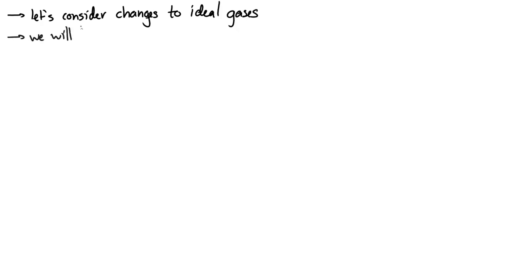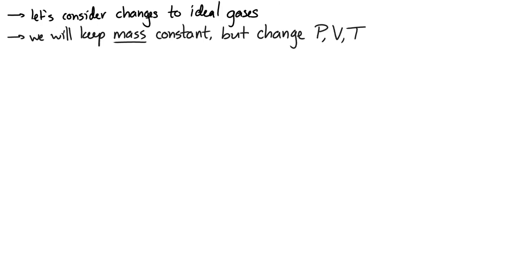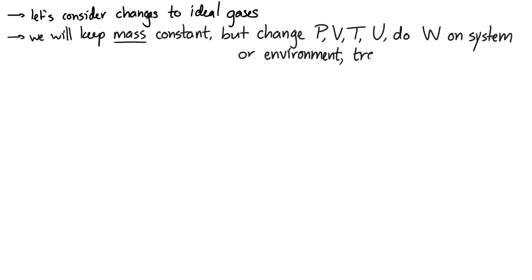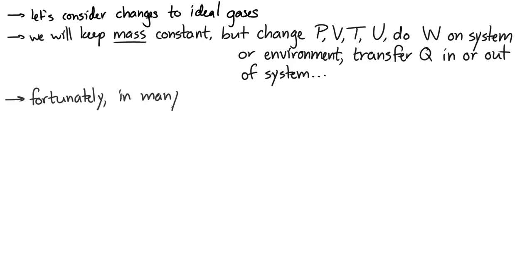So we're going to consider changes to ideal gases. And in these changes, what we're often going to do is keep the mass fixed, but pretty much everything else can change. We can change the pressure, the volume, the temperature, the internal energy. We can do work on the system or have the system do work on the environment. We can transfer heat into the system or out of the system. There's a lot that can happen. Fortunately, in many realistic cases, something is going to stay fixed.